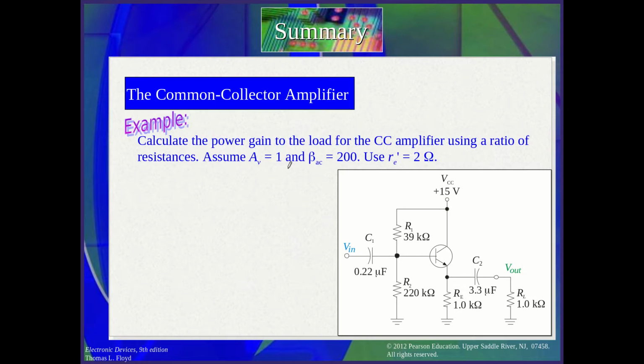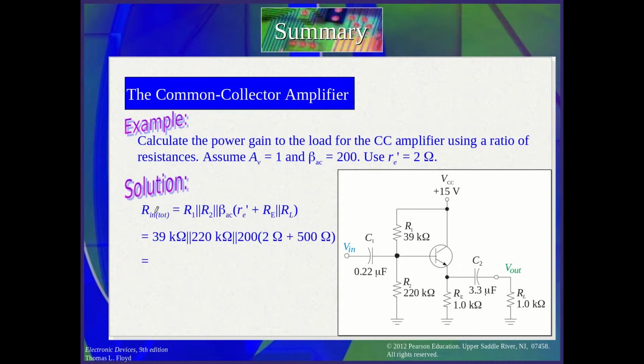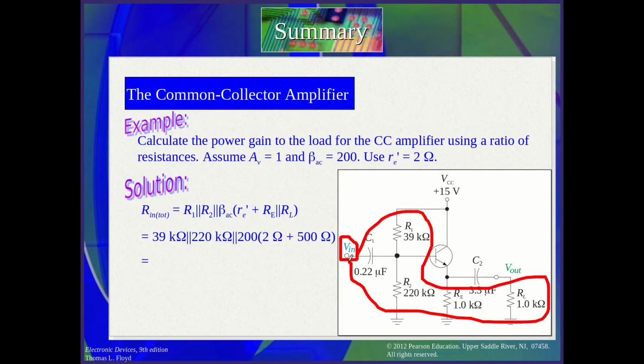So here he says that the AV is 1, beta is 200, beta AC. Remember that there is a difference between beta AC and beta DC. Use the RE dash as 2. So calculate the R input as R1 parallel to R2 parallel to here. You see that the input sees the RE dash plus not only RE, but there is also RL, because you take the input on this side. Okay, so you see it from the input from here until you take it to the ground. Okay, so all of this is the R input. The RL is only the RL, there is nothing here. Okay, now the AV is R input over RL, so the AV is this number.